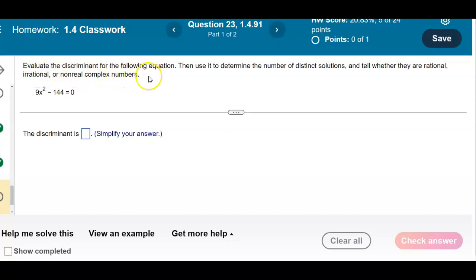Evaluate the discriminant for the following equation and then use it to determine the number of distinct solutions and tell whether they are rational, irrational, or non-real complex numbers. And here we have 9x squared minus 144 equals 0.